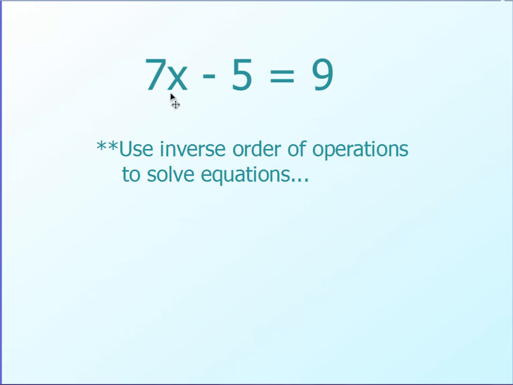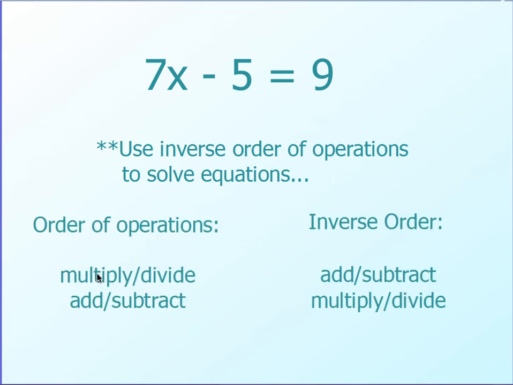I have some multiplication and some subtraction in this equation. In order of operations, it tells me that multiplying and dividing comes before adding and subtracting. So to solve an equation to get x by itself, I have to go in the inverse order, which is telling me I have to add or subtract before I multiply or divide. To solve equations, we have to focus on this inverse order of operations.